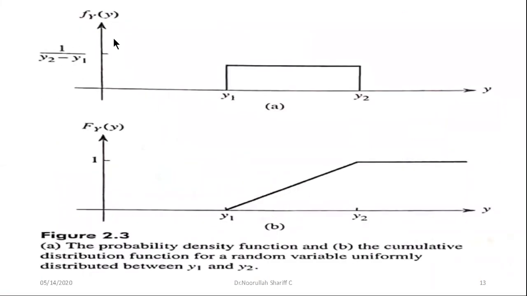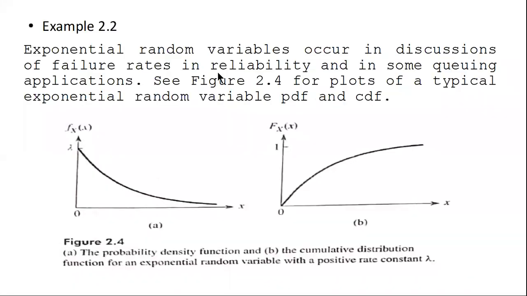So these are the curves. I have shown you the PDF, which is this value, and this is the CDF, which is just the integration of this from minus infinity to y, f_Y(y) dy. So using that only, this is calculated. That's why it is increasing continuously till this point. Then example 2.2: the exponential random variable occurs in discussions of failure rate and reliability and in some queuing applications.